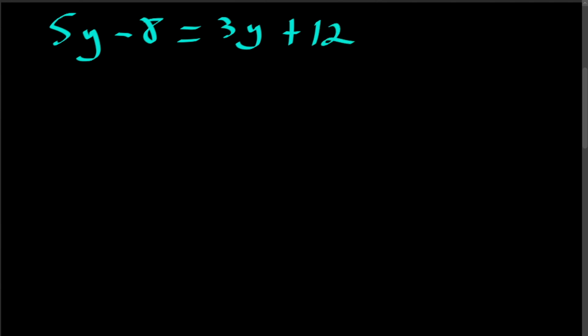So let's go through our steps. Step 1, distribute. So let's look at either side of the equal sign. On the left side, do you see anywhere we need to distribute? Hopefully you're saying no because there's no parentheses. Same thing on the right side, no parentheses, no distribution.